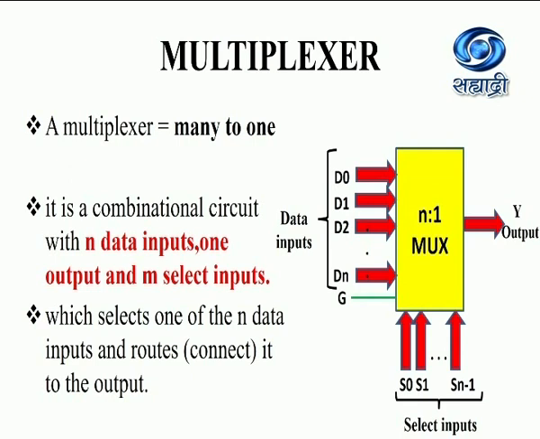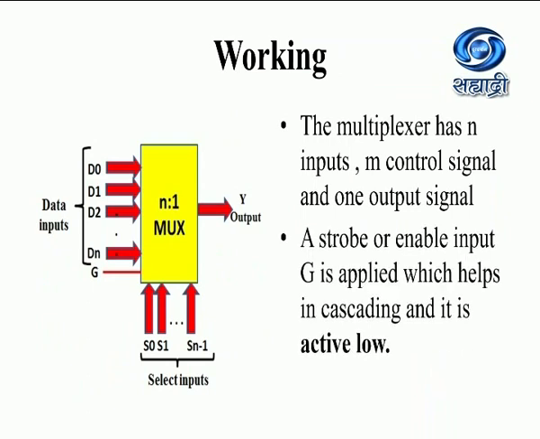It is a combinational circuit with n data inputs, one output and m select inputs, which select one of the n data inputs and connect it to the output. So basically the data inputs depend on the select inputs. Let's see the working. The multiplexer has n inputs, m control signals and one output signal. A strobe or enable input, called G, is also connected to the mux. G helps to cascade another mux, and it is basically an active low input. The formula relating select inputs and data inputs is 2 raised to m is equal to n, where m is the number of select lines and n is the number of input data lines.